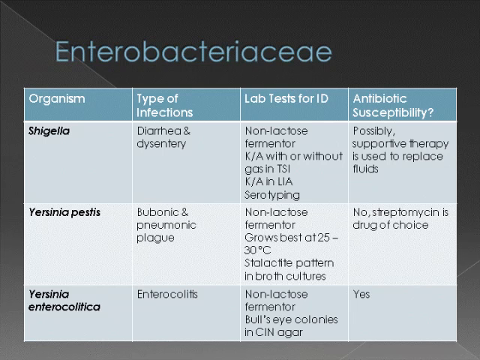Yersinia pestis causes the bubonic and pneumonic plague. This also is a non-lactose fermenter. Yersinia likes to grow at colder temperatures, about 25 to 30 degrees. You will see a stalactite type pattern in broth cultures. So if you think of stalactites in caves, it looks very similar growing in a broth culture. And susceptibility usually is not needed, as streptomycin is the drug of choice.